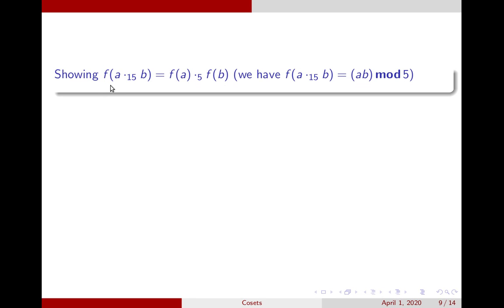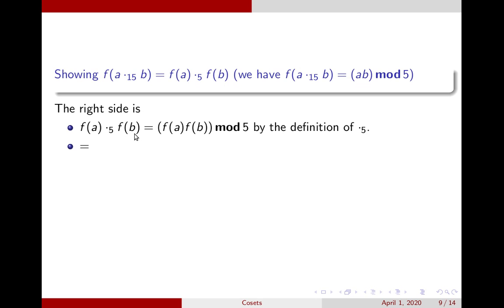Okay, here's just a review of where we are. We're showing that the homomorphism equation is true, and we've calculated the left-hand side, and we have gotten a times b mod 5. Now we work on the right-hand side, f of a times sub 5 f of b. Using the definition of times sub 5, when you're multiplying two things times sub 5, you multiply them and then take the answer mod 5. So this will be f of a times f of b, the product mod 5.